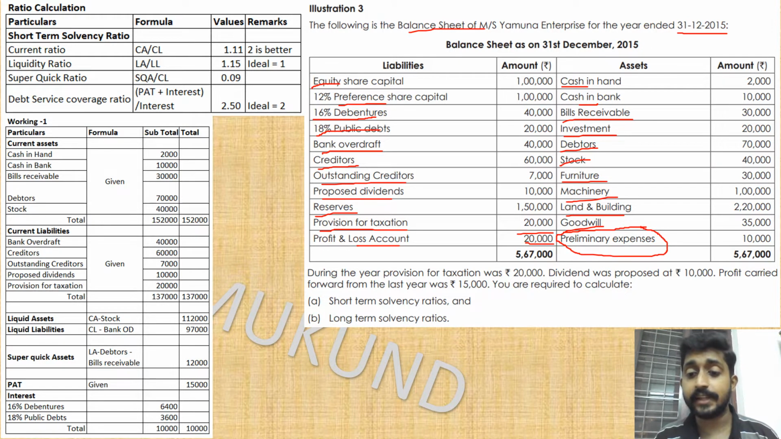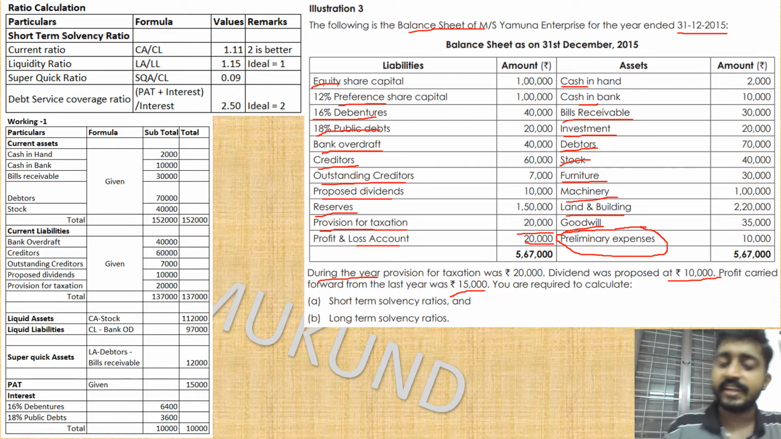So let's see that in this. What is asked here? Provision for taxation during the year is a current liability. Dividend was proposed 10,000 during the year, so the dividend is proposed. That is also a current liability. Profit carried forward from the last year was 15,000. That is a profit that will be carried forward.